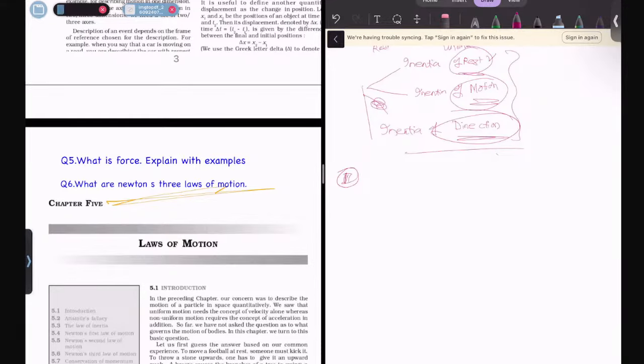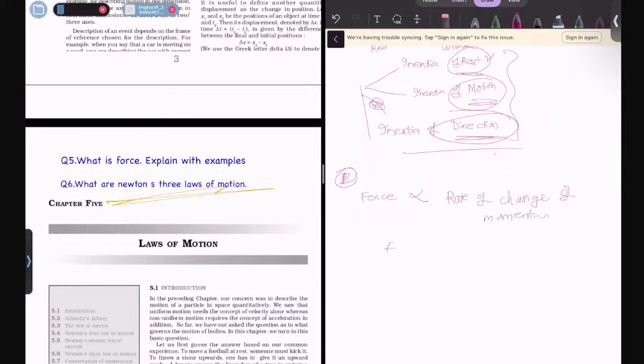Then comes Newton's second law of motion. What is Newton's second law of motion? Newton's second law of motion says force is directly proportional to rate of change of momentum. I'll tell you about the formula, how to derive force in Newton's second law.